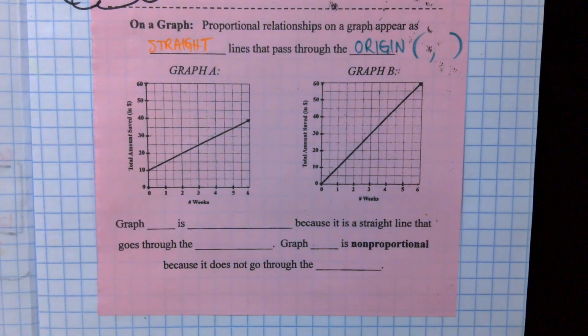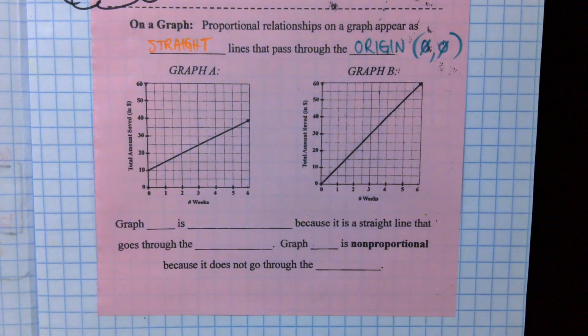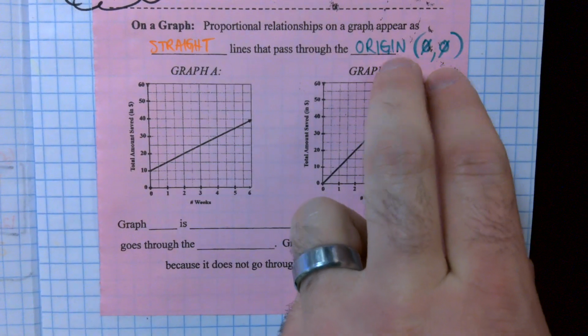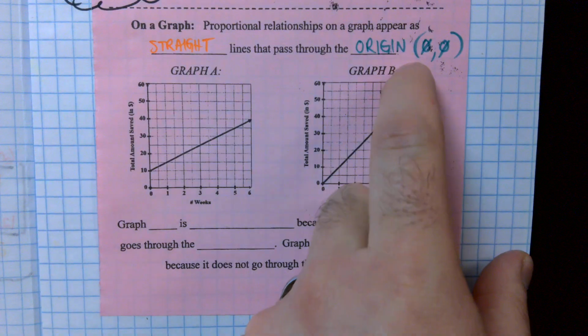What are the coordinates for my origin again? 0, 0. Okay, and I put little slash marks through my zeros so you don't think they're capital O's. So just get used to seeing that if you haven't seen it before.